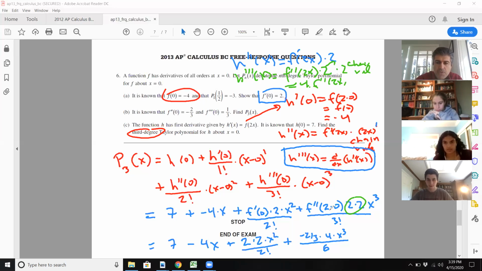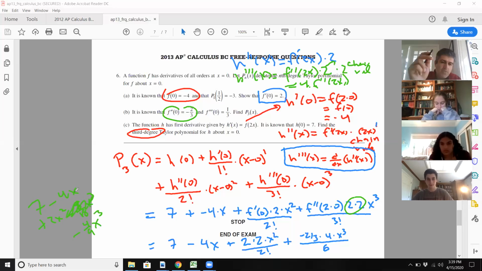F double prime of 0, because you're putting 0 for x, is -2/3. And you divide by 3 factorial, which I know is 6, and you have x cubed. So if you clean it all up, you should get 7 minus 4x plus 2x squared, and it should be minus 8 over 3 divided by 6, which is minus 8 over 18 x cubed, or you make that 4/9. 7 minus 4x plus 2x squared minus 4/9 x cubed.